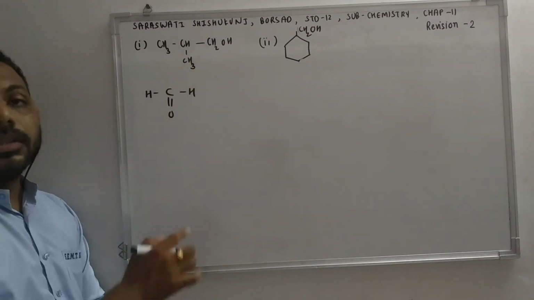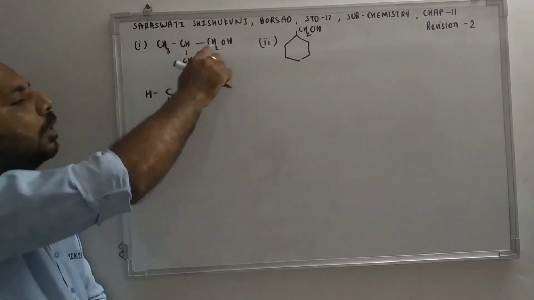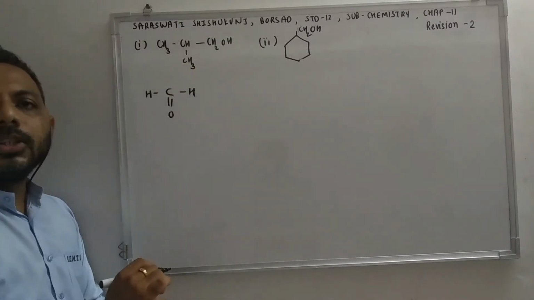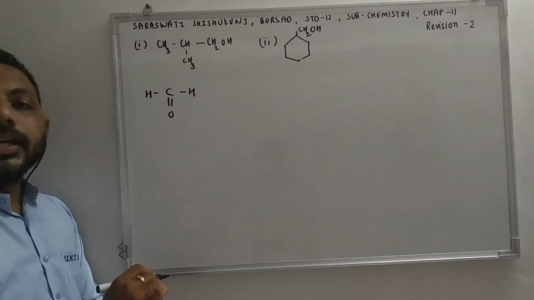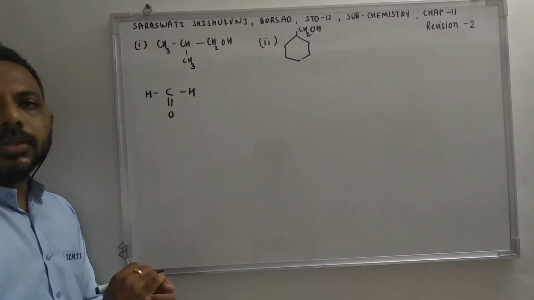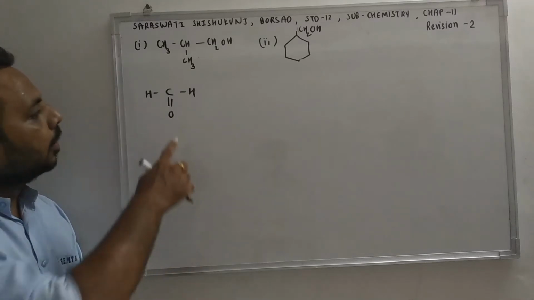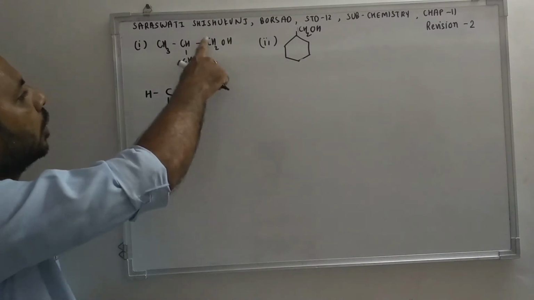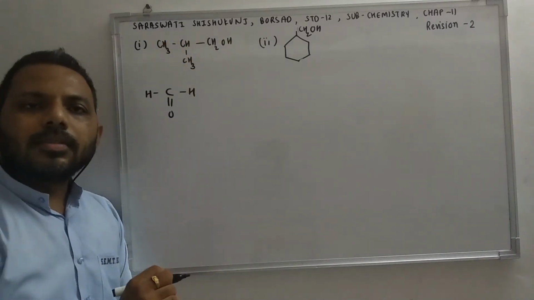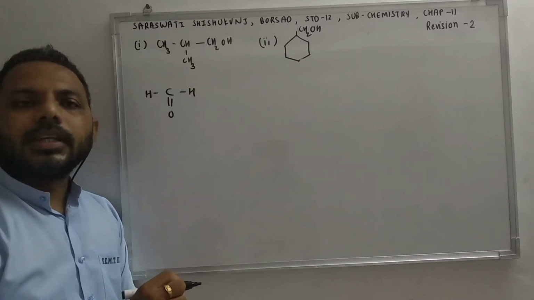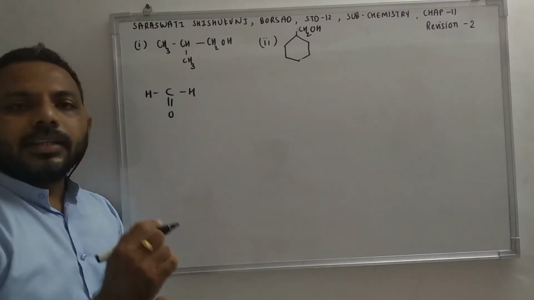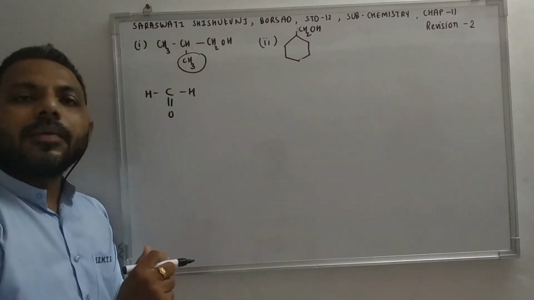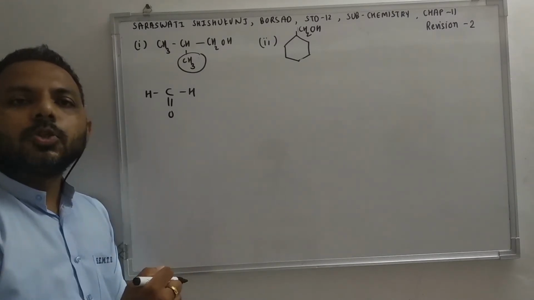The first compound is 2-methylpropan-1-ol. Now we need to prepare this compound from methanol using a suitable Grignard reagent. Which Grignard reagent is suitable? The initial reagent, methanol, has 1 carbon, whereas the product has 1, 2, 3, 4 carbons, which means our Grignard reagent should have 3 carbons. Second, our product has a branch, whereas methanol does not, so our Grignard reagent should have a branch.